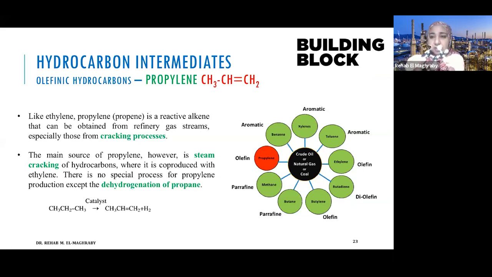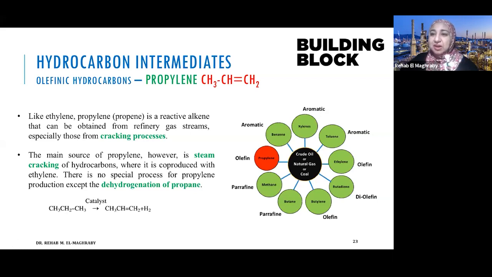So we have the propane here. We take two hydrogens off and we get a double bond. So the difference between propane and propylene is a double bond here. This propylene by itself can be polymerized to polypropylene. Polypropylene is the cover of your plastic bottle. Remember, it is the cover of your plastic bottle. So it is converted from propane to polypropylene using steam cracking.